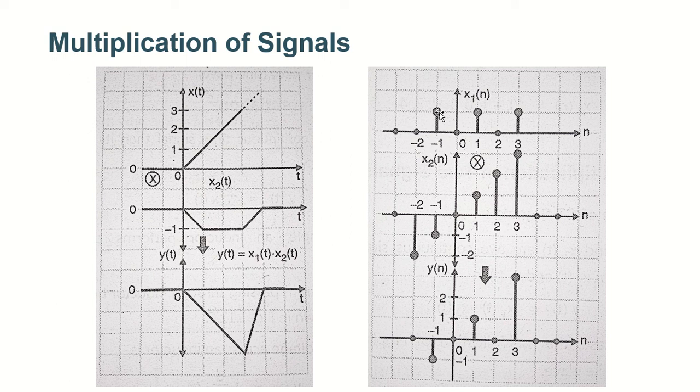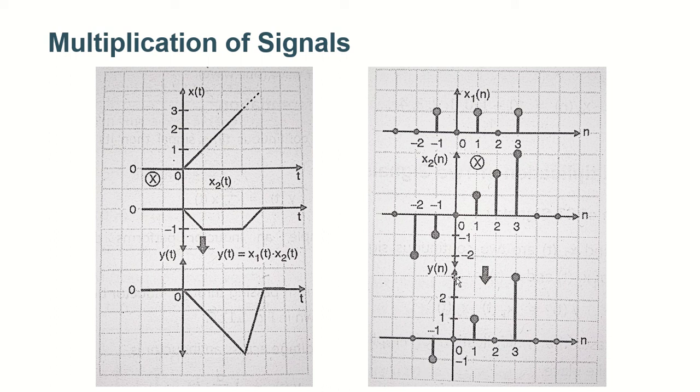See here, for t is equal to minus 1, we are having value 1 for x1, and for t is equal to minus 1, we are having value minus 1 for x2, so 1 into minus 1 we will have value minus 1. For n is equal to minus 2, x1 of n is having value 0, and x2 of n is having value minus 2. So anything multiplied with 0 will be 0.